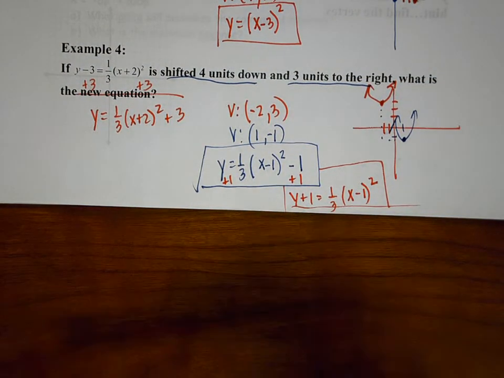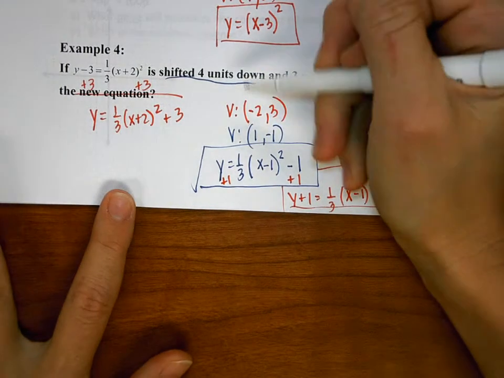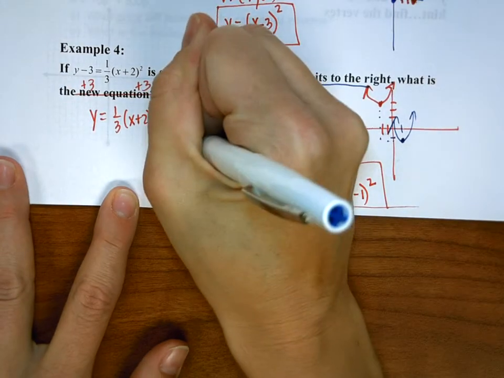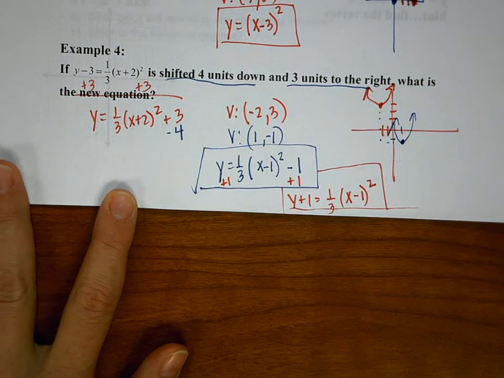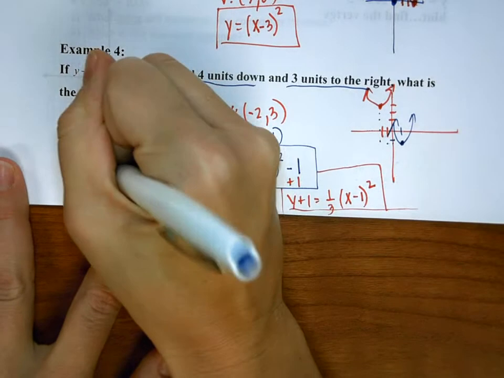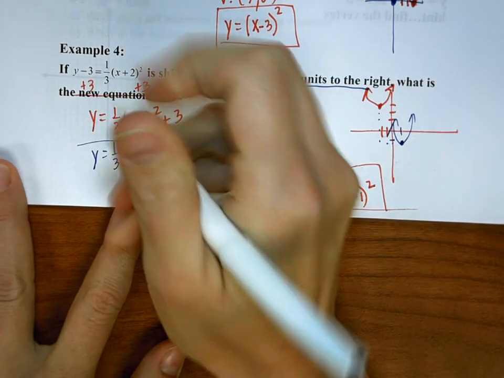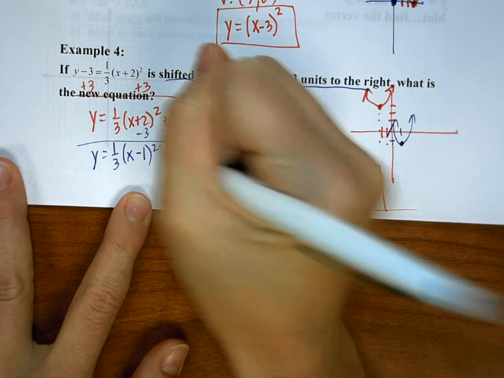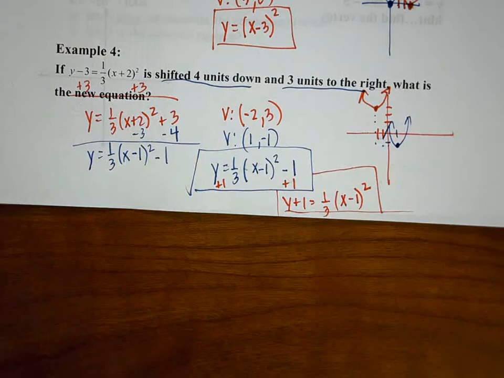If you're doing it without doing the graph, remember if it's 4 units down, up and down is your y, so that stays the same, so you'd subtract 4 here. 3 units to the right means you are going to subtract 3 because it's the opposite of what's in the parentheses. So again, you'd get y equals 1/3 (x, and then 2 and -3 makes a -1) squared, and 3 and -4 makes minus 1. So again, you get the same answer either way.